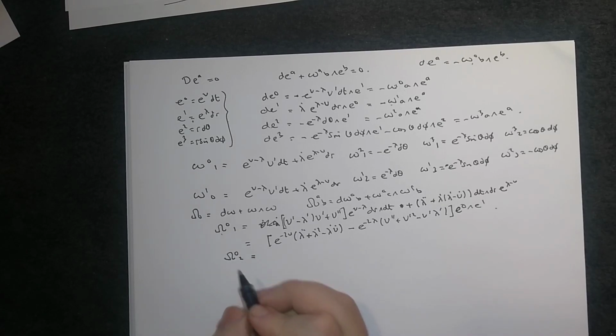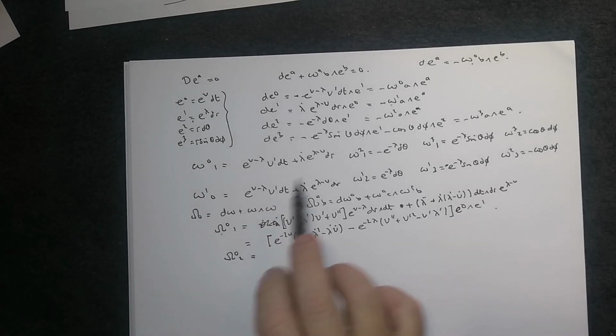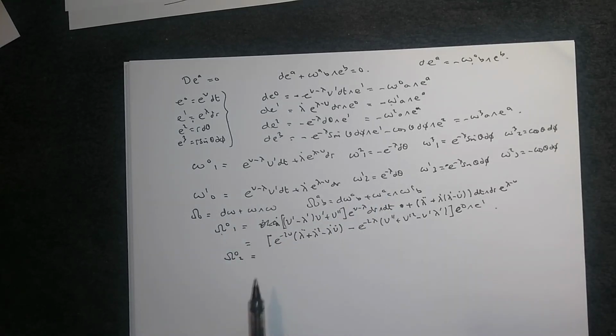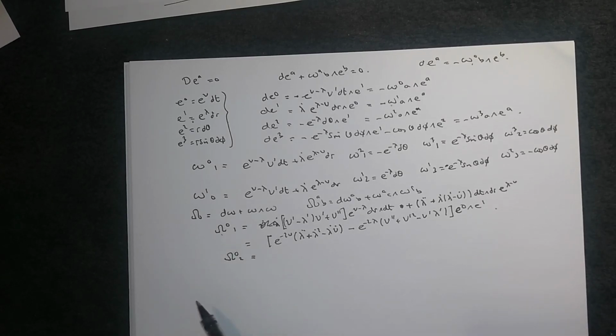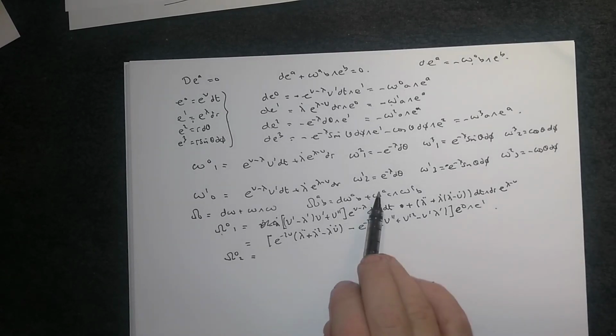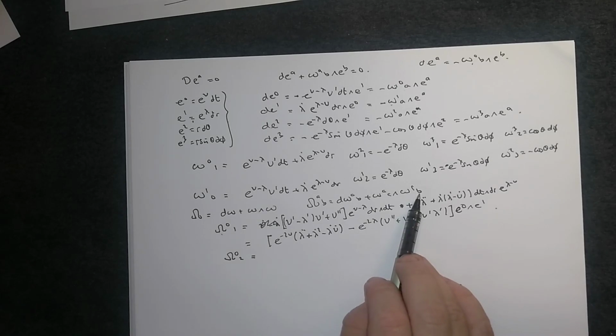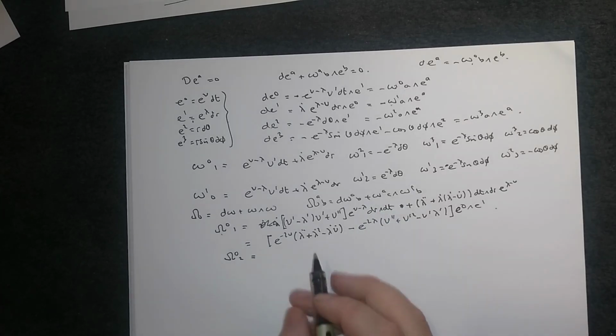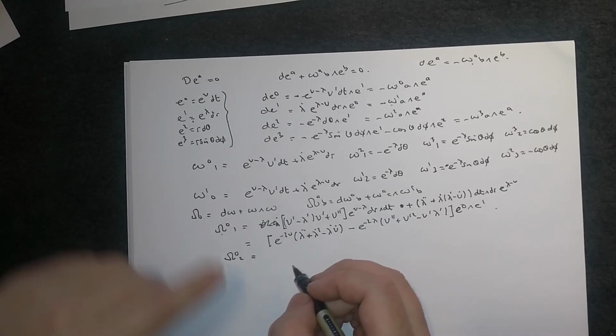Omega 0,2. So there's no contribution from the derivative term. So a 0 and a 2 there. A 0,1 and a 1,2. So omega 0,1.